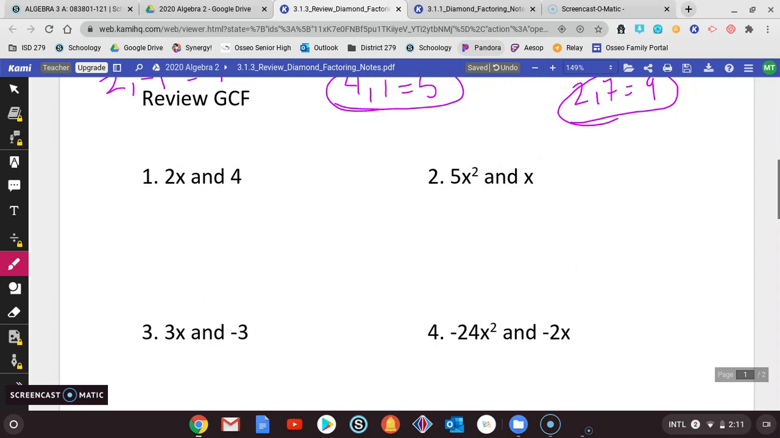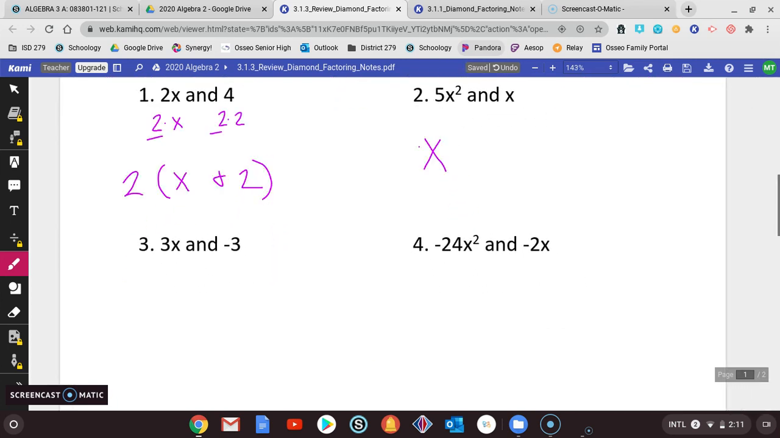So now we're going to review GCF. Remember, GCF is your greatest common factor. So, like 4 is 2 times 2. This is 2 times x, so they both have a 2, so you can take out a 2. So that would be x and 2. Okay? Here they both have an x. Here they both have a 3, so you're left with x and negative 1. Okay?